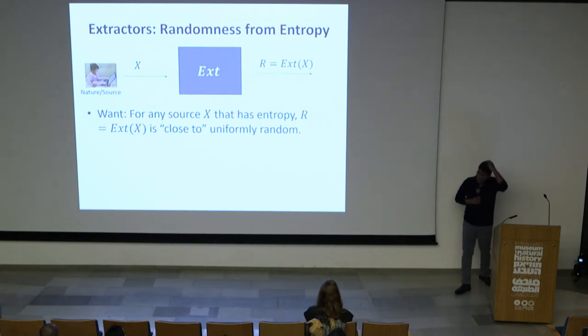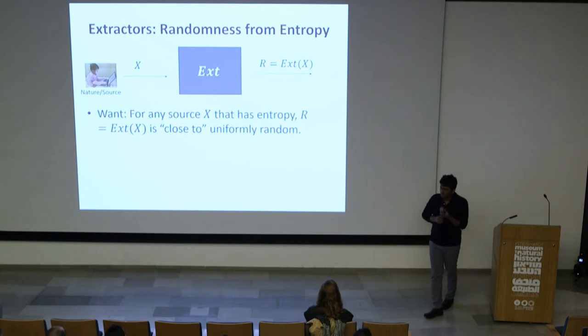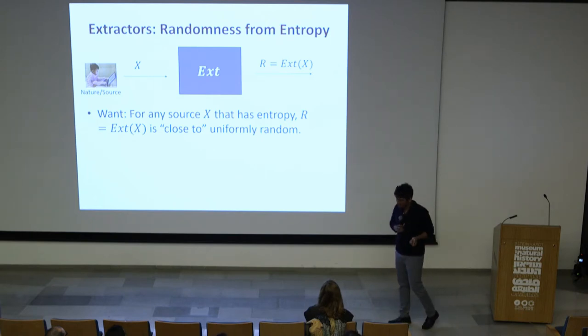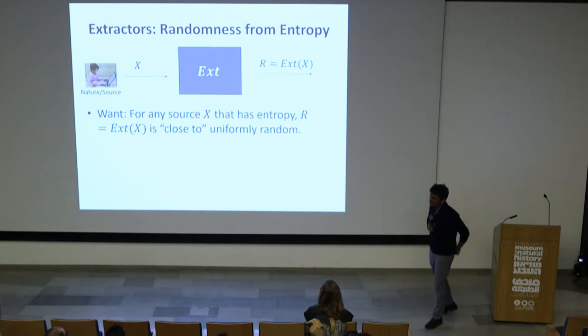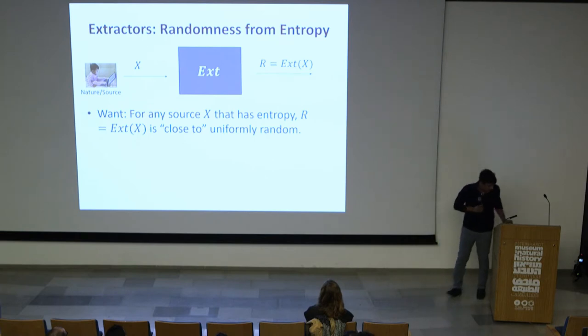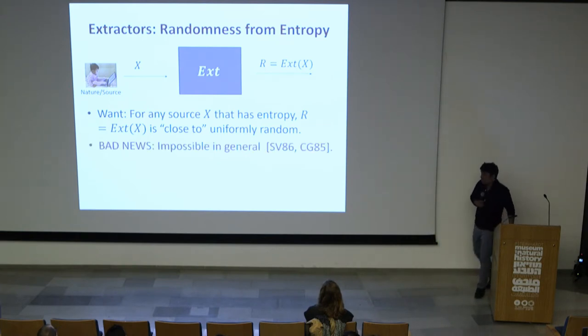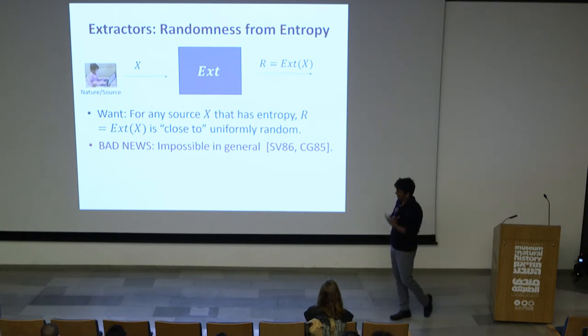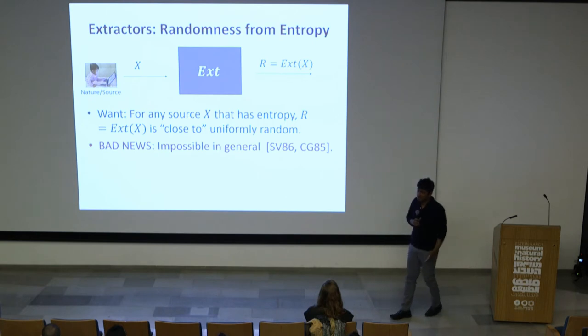What we want to do is construct an algorithm called an extractor, Ext here, which has the following property: for any source X with enough min-entropy, you feed the extractor with the source, and out comes something that is random or close to random, statistically close to random. That's what you want, ideally. That would have been great if it were possible, but the bad news is that for a long time it has been known that this is impossible. What I'm asking for here is not possible.